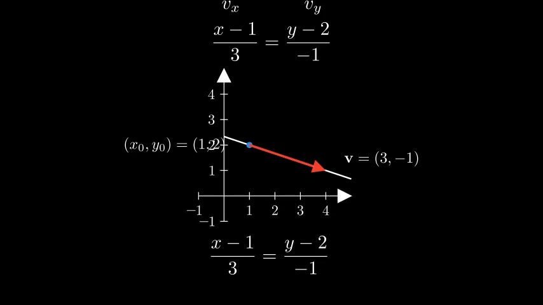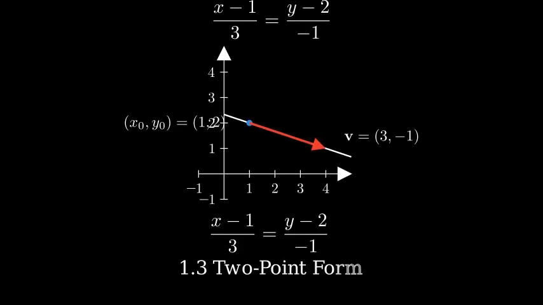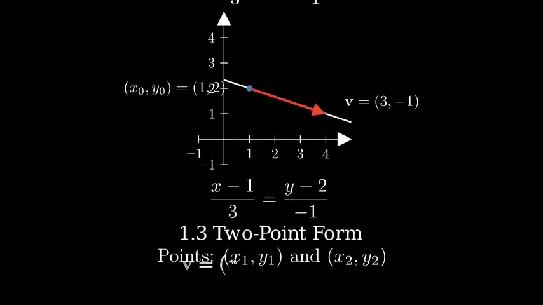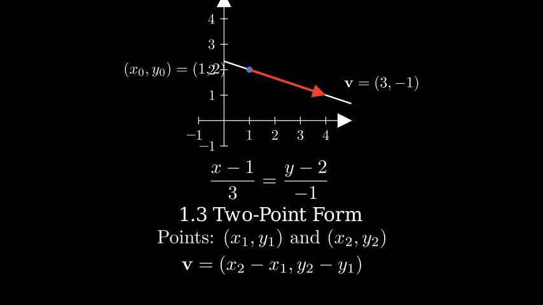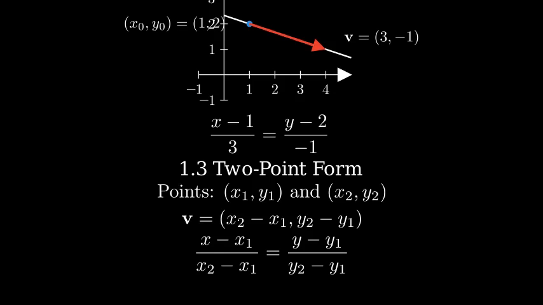A common scenario is when we want to find the equation of a line passing through two given points. Let's say we have two distinct points, (x₁, y₁) and (x₂, y₂). First, we can compute the direction vector v as the difference between these points. v = (x₂ - x₁, y₂ - y₁). Then, we substitute this direction vector into the symmetric form using the first point as our reference point: (x - x₁)/(x₂ - x₁) = (y - y₁)/(y₂ - y₁).